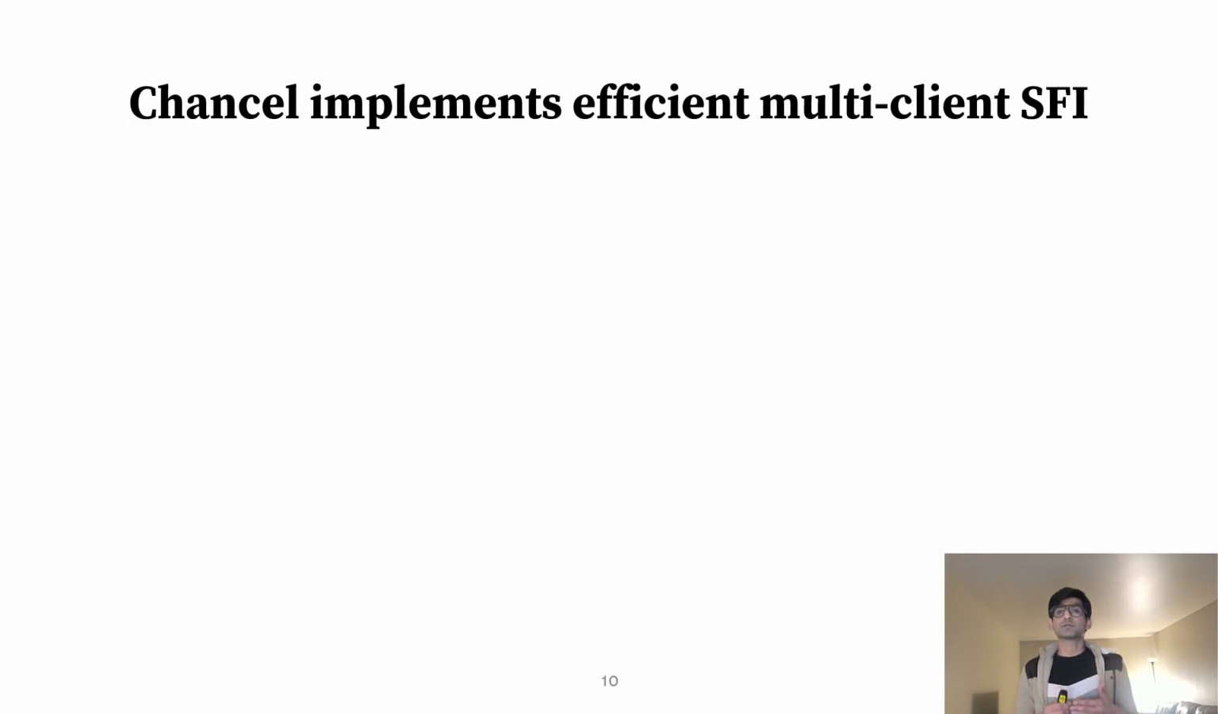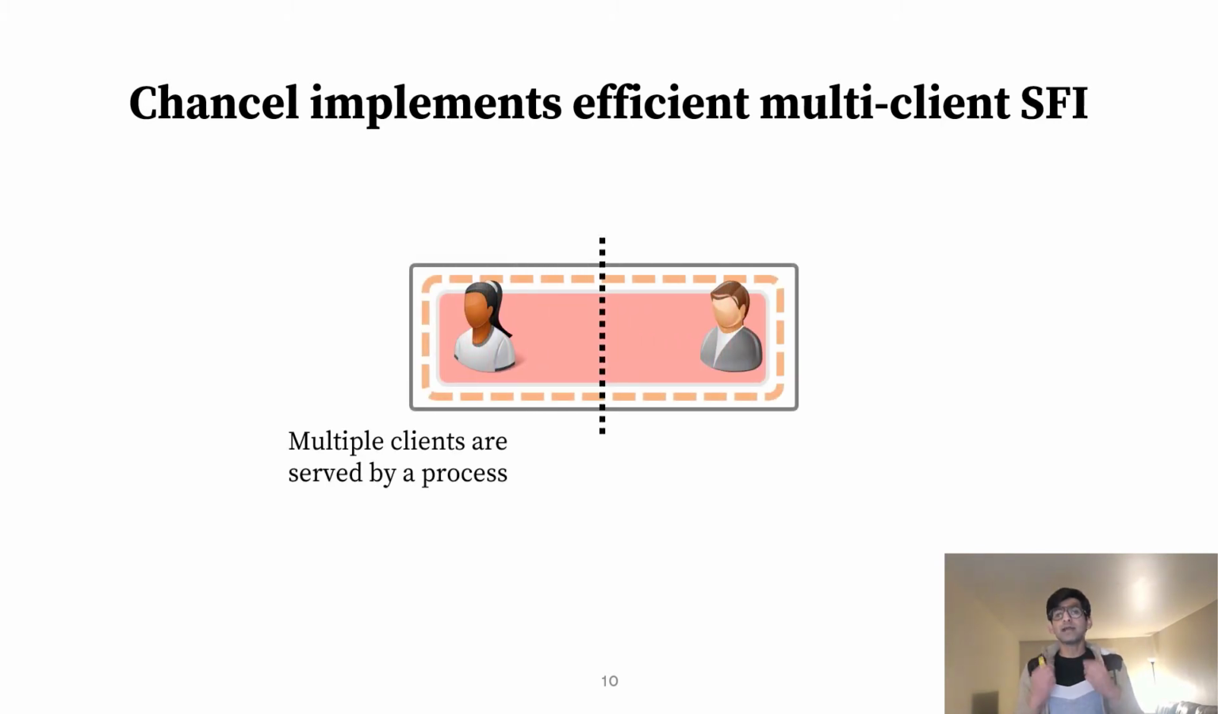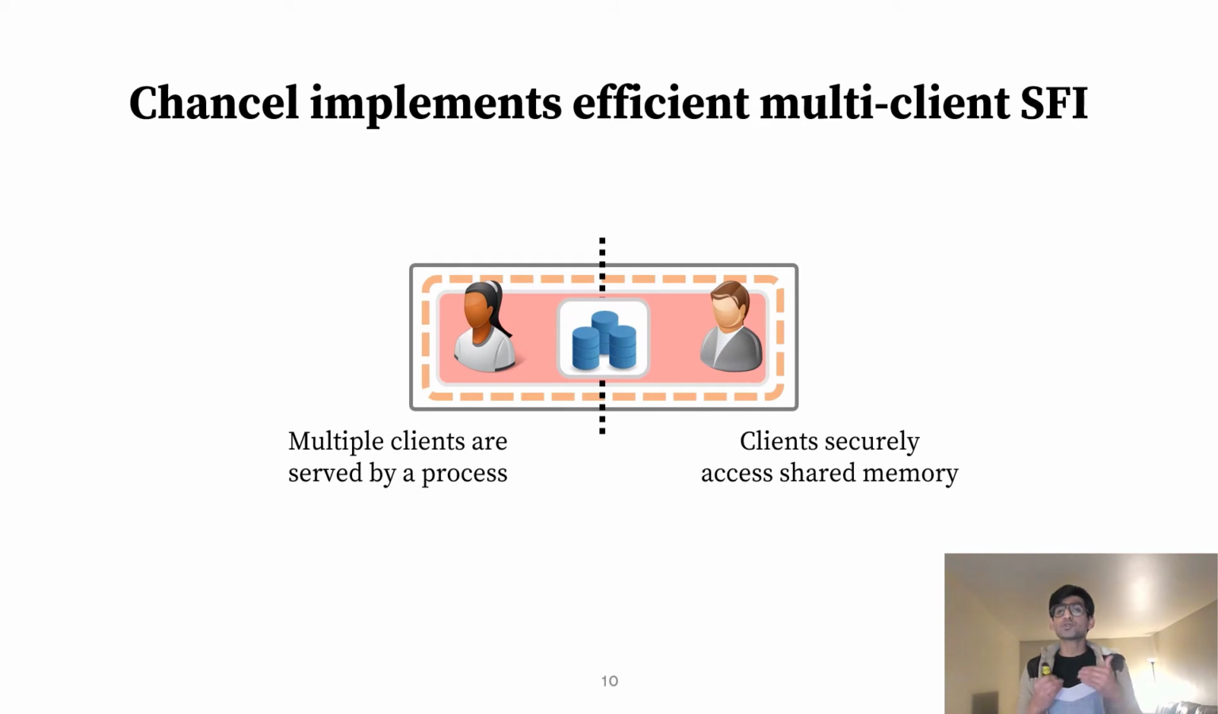And this is where Chancel comes in. Chancel implements an efficient multi-client SFI. Conceptually, what it does is it allows multiple clients to be served within the same process in isolated threads, and it allows those threads to securely access shared memory. As a result, it can significantly reduce the memory consumption of the program and ensure very good performance for enclave programs, as I'll explain towards the end of this video. But first, let's take a look at what exactly is the design of Chancel.